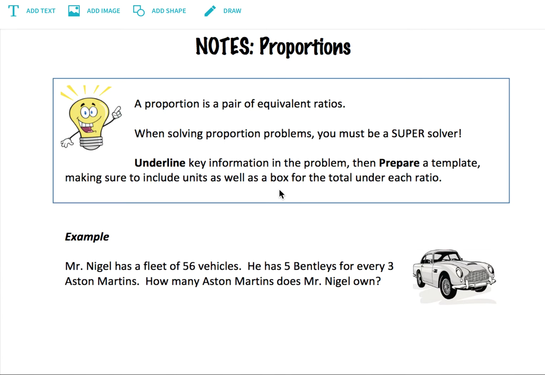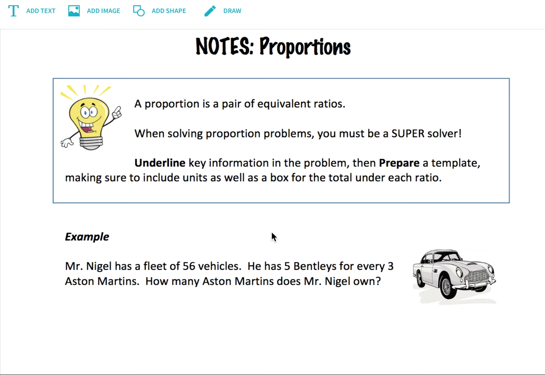In this video, we're going to look at how to set up and solve proportions. So a proportion is a pair of equivalent ratios or fractions. And when solving proportion problems, the key is setting up a template. So we're going to look at an example, and then we'll look at a few more different types of proportion problems we might see.